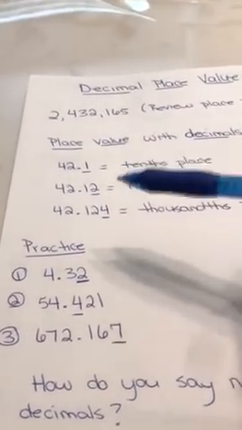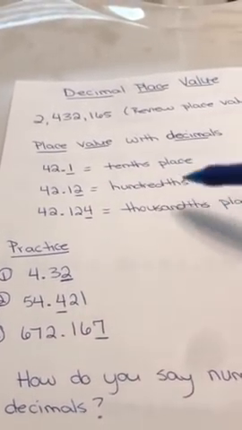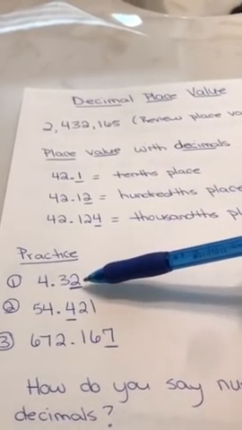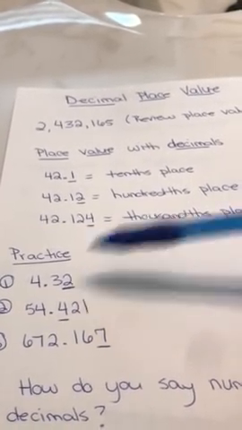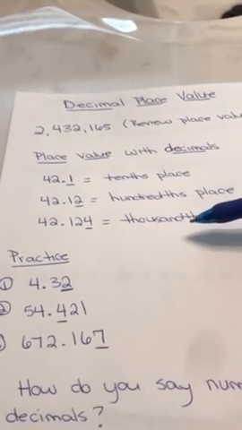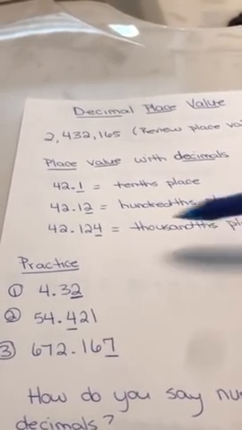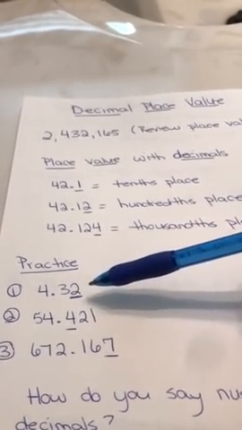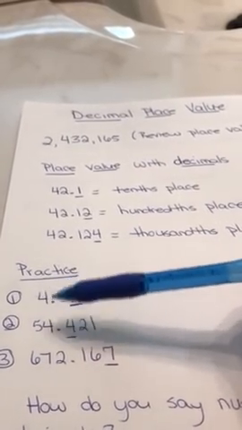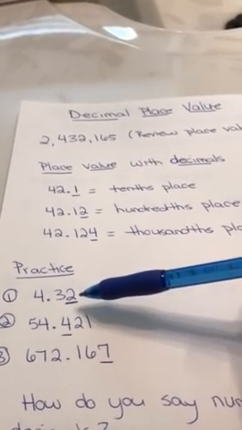Let's look at this first one. I've got my 2 underlined, and you can use my information up here at the top. Think about where you think the 2 would live, its place. Would it be the tenths, the hundredths, or the thousandths place? I hope you were thinking in your head that it's the hundredths place, because it is. This number here would represent 4 and 32 hundredths.